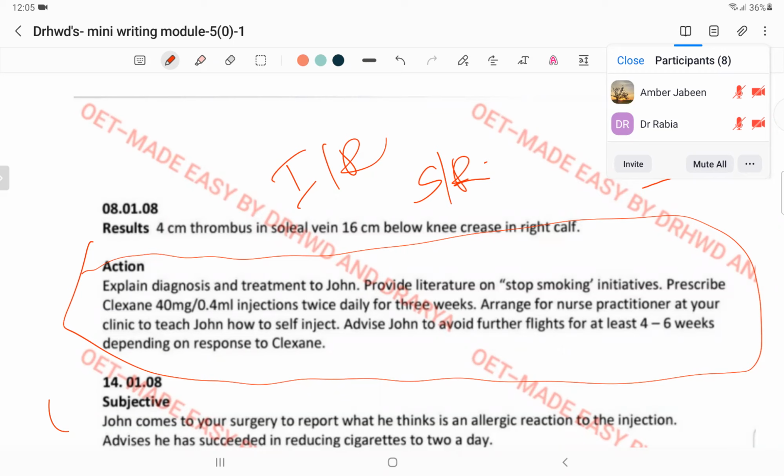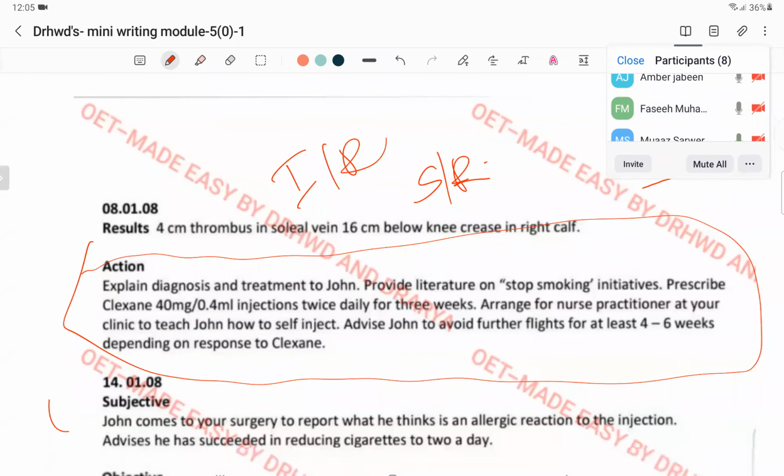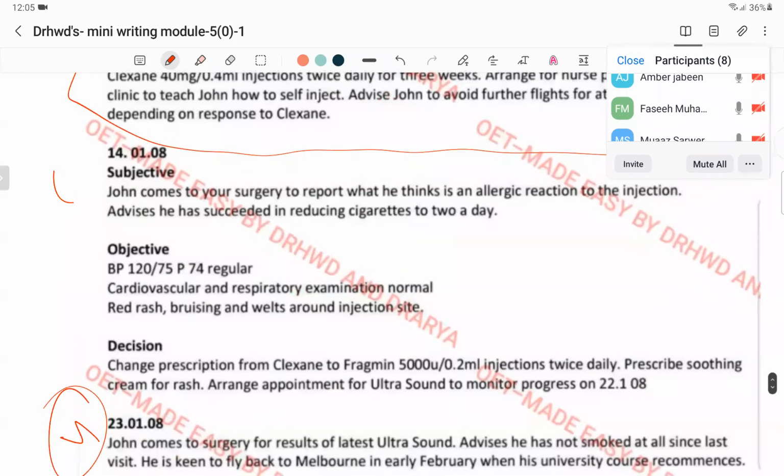We can write it in one line, like educated on stop on smoking cessation and self-injection. Okay, all right. Let me read the next one, then you're going to write stuff for me, okay? I'm not telling you whether what is true or not. I just want to see what you know.